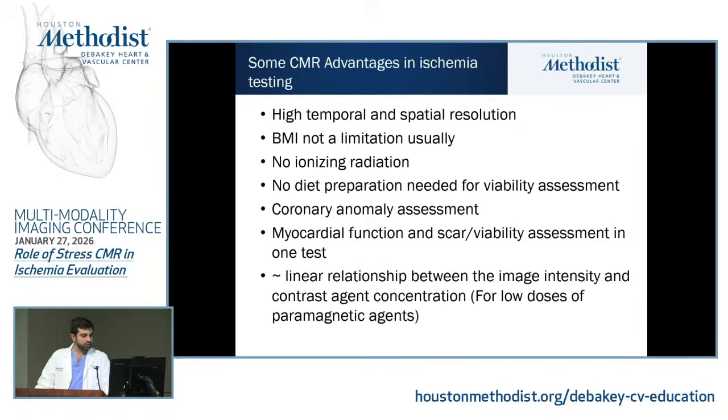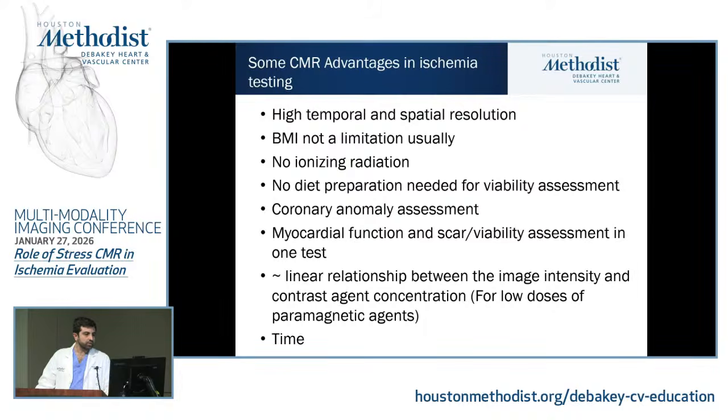Importantly, there's a linear relationship between the image intensity on the scan and your contrast. So for the purposes of blood flow, especially at the levels of human parameters, this relationship is linear. Whereas, as you know, with nuclear techniques, there's a roll-off phenomenon where the uptake of tracer is not linear to myocardial blood flow at higher grades.